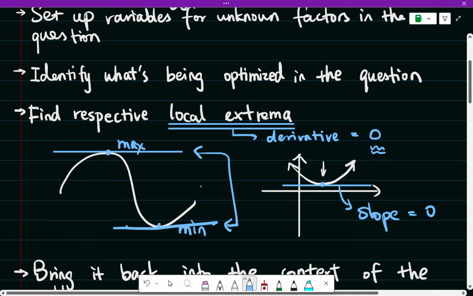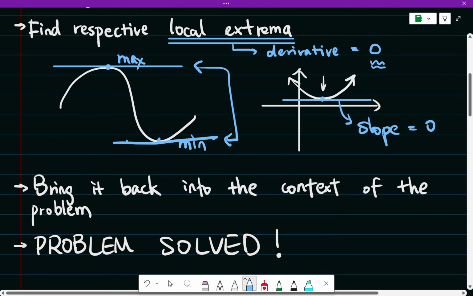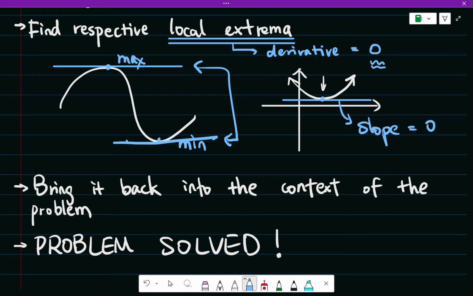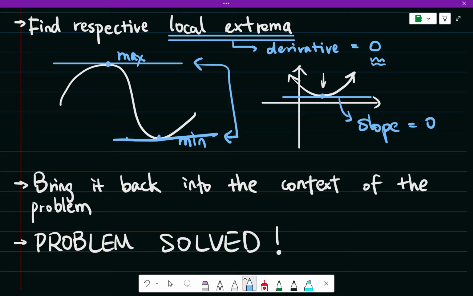And the next step in solving optimization problems is to bring it back into the context of the problem and to see whether the local max and min satisfy what we are looking for, as specified in the stem of the question. And finally, problem solved. So the above are the general strategies for solving optimization problems. Of course, different questions will have different strategies, and it's a case-by-case scenario. And we're now going to look at 3 typical examples that are usually tested for optimization problems.